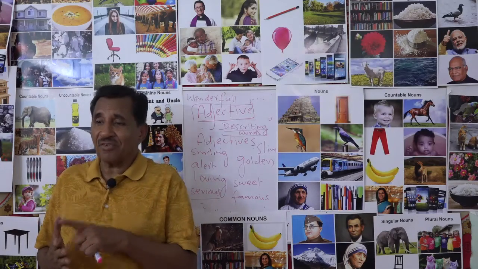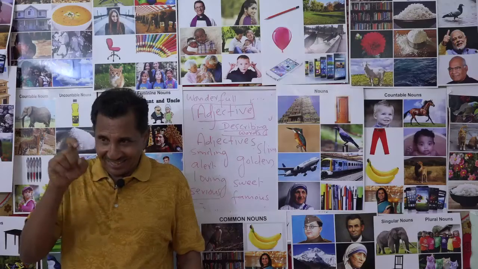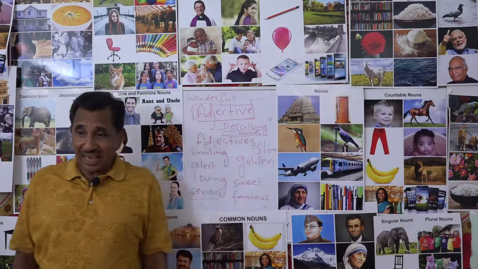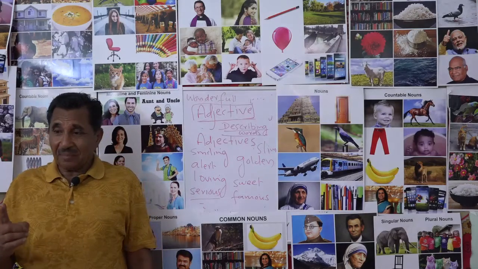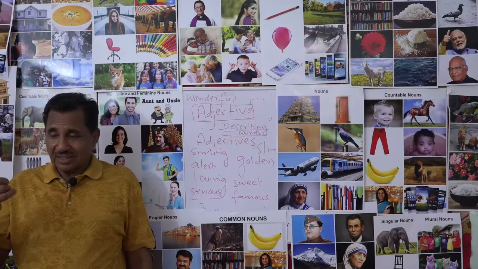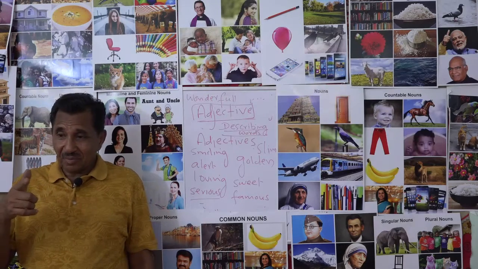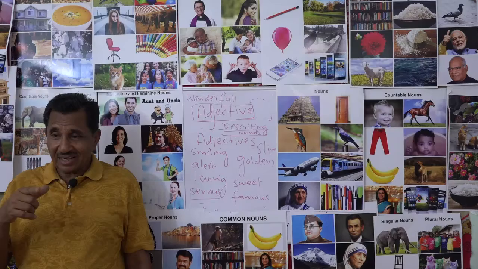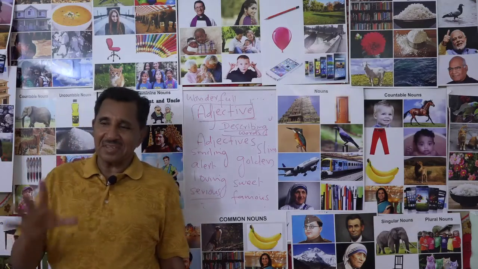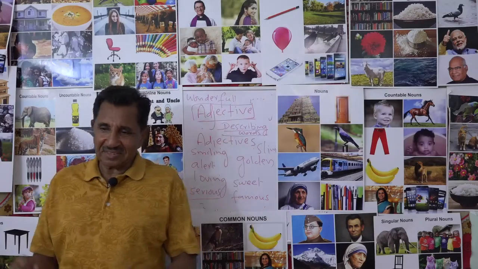Humpty Dumpty had a great fall. Great. Humpty Dumpty had a great fall. Jack and Jill went up the hill to fetch a pail of water. Jack fell down and broke his crown, and Jim came down tumbling after. There's no adjective there. No adjective.